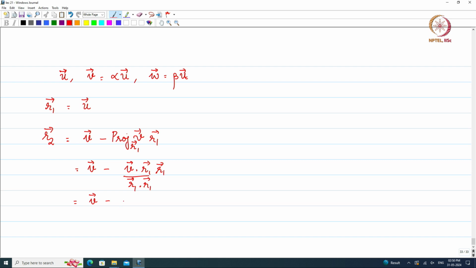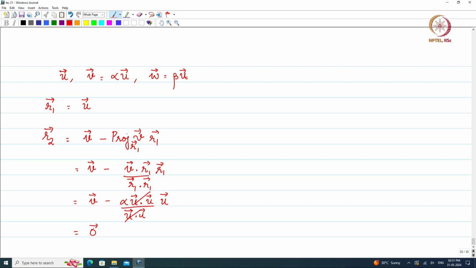V is basically alpha times u, so we have the scalar multiple alpha u, and r1 is already the u vector, so we have alpha u dot u divided by r1 dot r1, which I will write as u dot u, and in the direction of u. Now what we see here is alpha u dot u, you can knock these two off. So what we get is v minus alpha u, but alpha u is nothing but the vector v itself, so we are going to get the 0 vector.